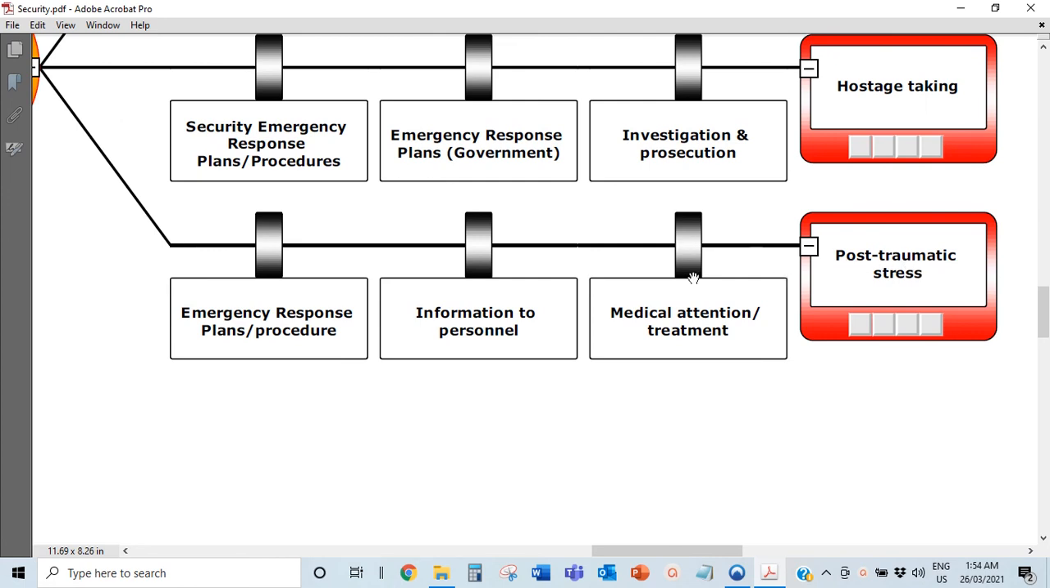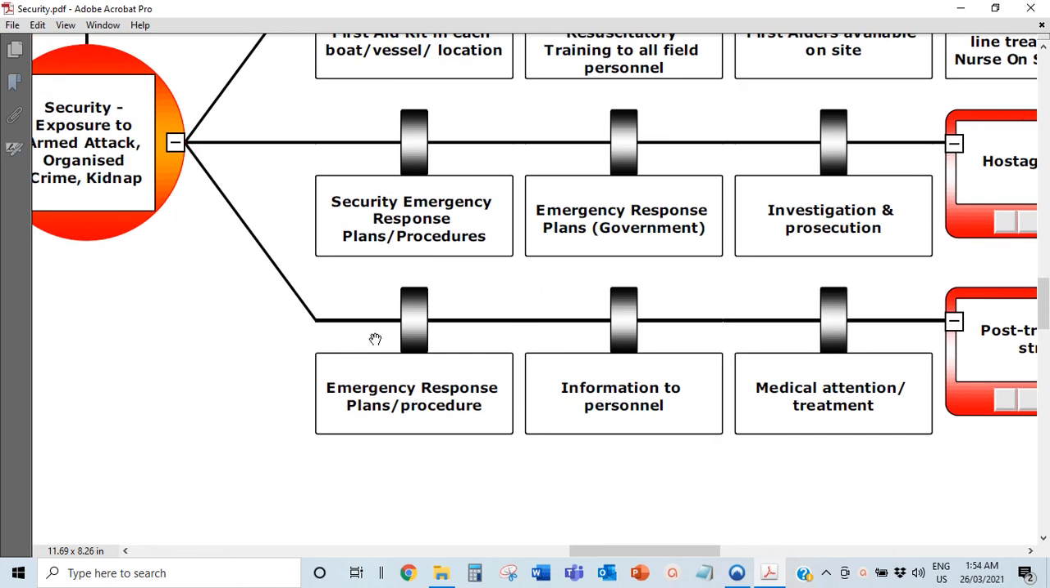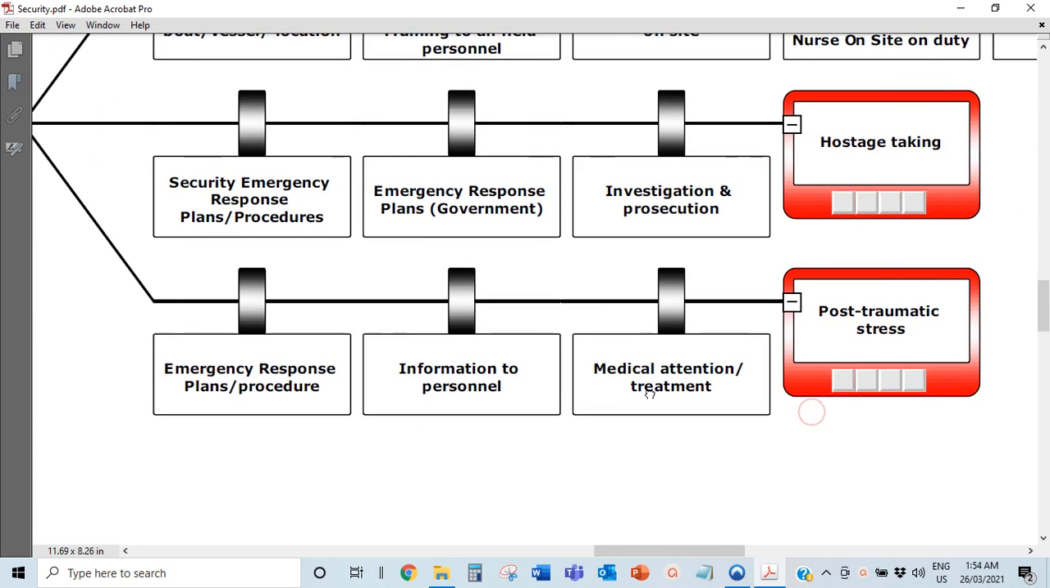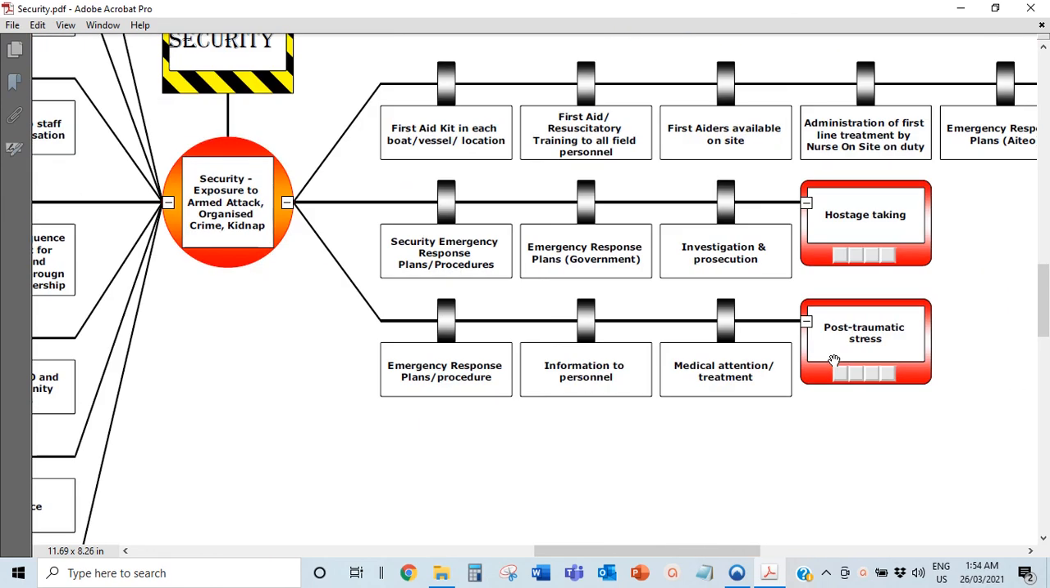Then post-traumatic stress, this could also happen. So you should have medical attention on site, information to personnel to help them to try to reduce, or if possible avoid it getting to the position where they have serious PTSD, because that could actually ruin lives. You find people still being affected by an event that occurred 20, 30 years ago. It's still fresh in their memory. So if they're getting to this situation, you want to make sure that you have everything in place, your emergency response, your training, medical attention, to make sure they don't go into shock and they don't have very serious PTSD.